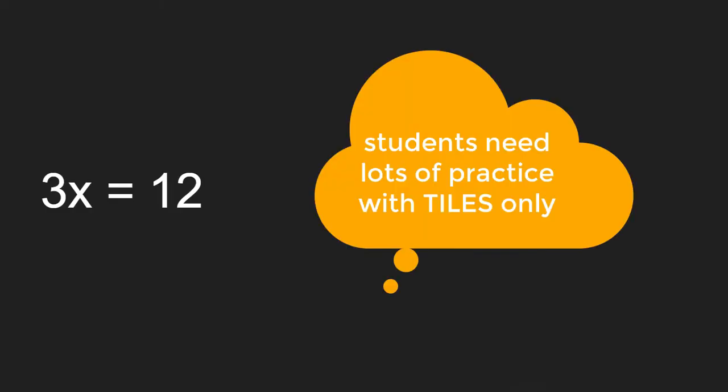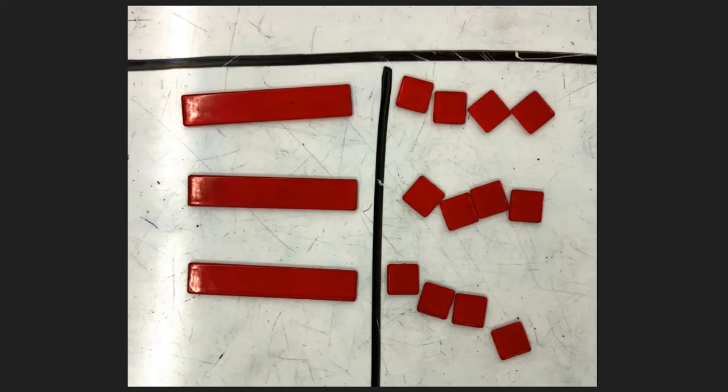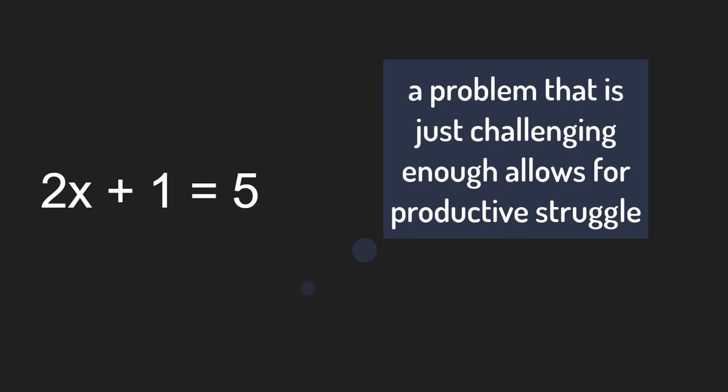Give students lots of practice with one-step equations. Here is 3x equals 12. Students showed that division into three groups in lots of different ways. Here's another way, and here's a third way. You want to put some thought into what you're going to ask students to solve next in your sequence. You may want to stick with one-step equations, like x plus 1 is equal to 5. Or you might want to move straight to two-step equations.